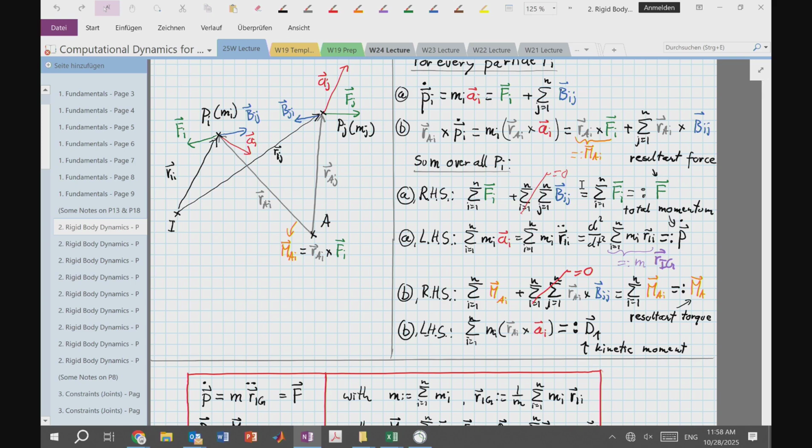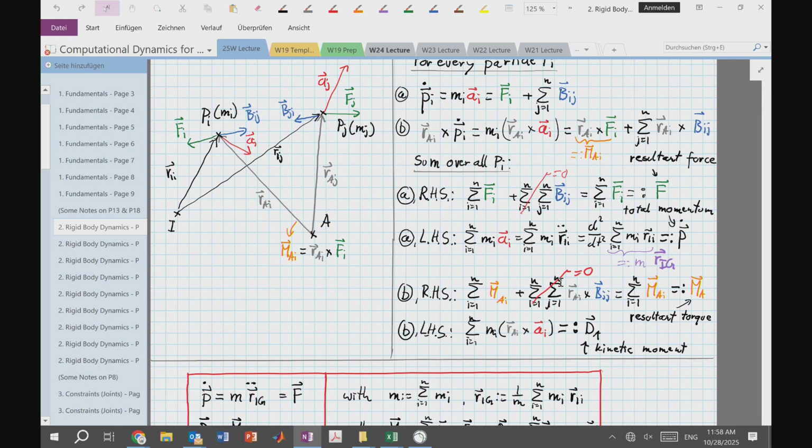Right? There's one force acting from body A to body B, or point A to point B, and another force from B to A. And those are equal and opposite in sign, equal in magnitude, opposite in sign. So if I sum them up, they cancel each other, and I get 0. And the same holds for their rotational contribution, the torque that they produce.